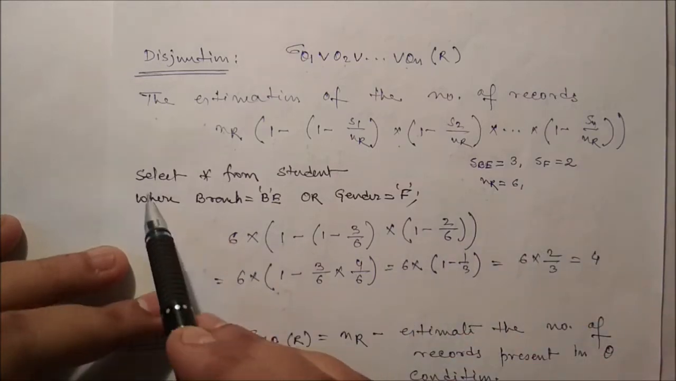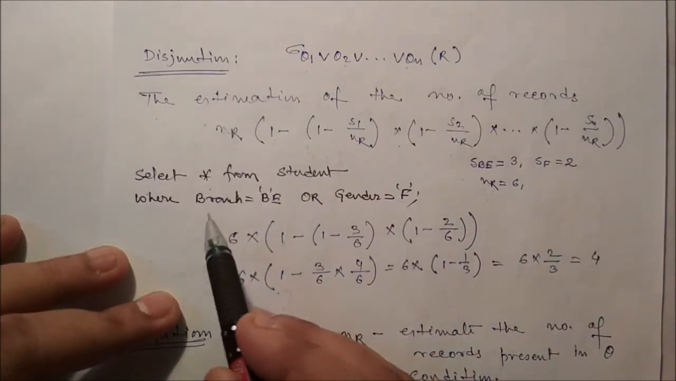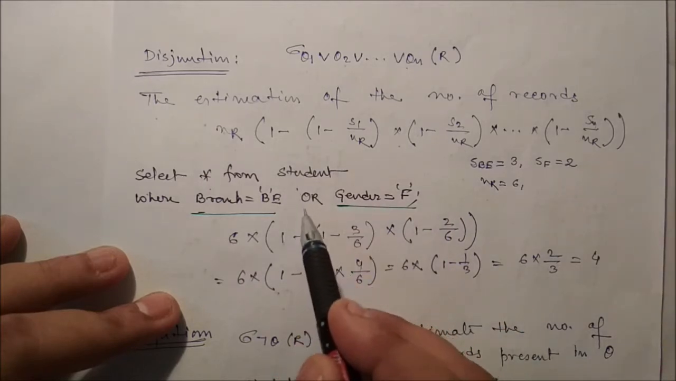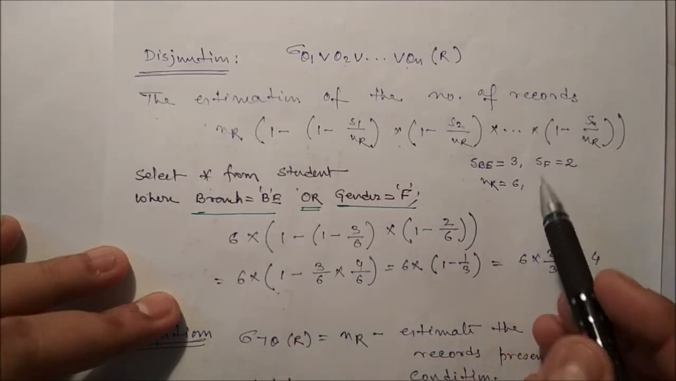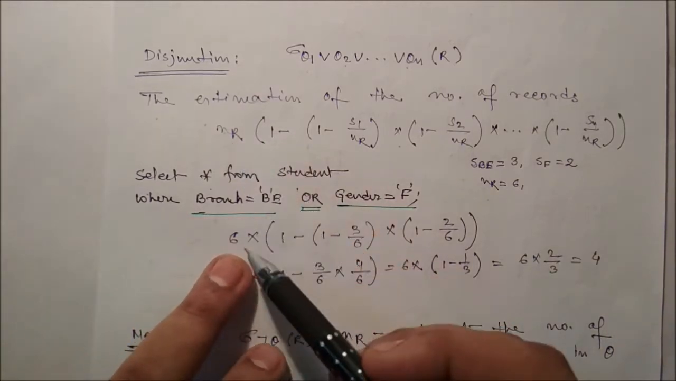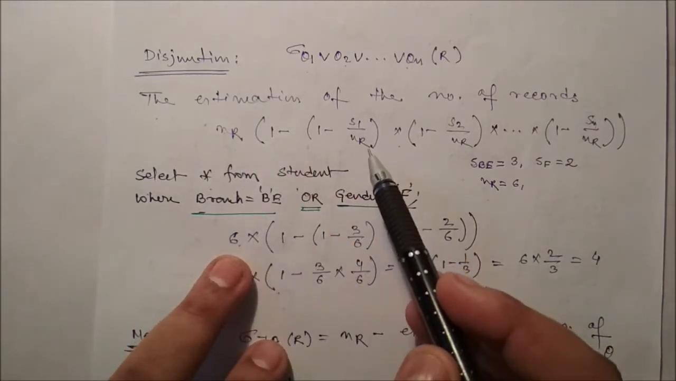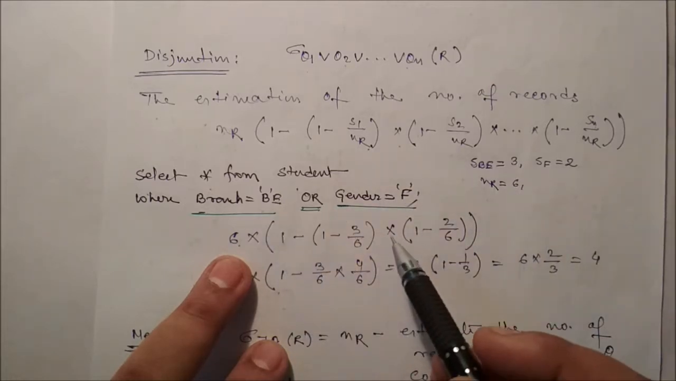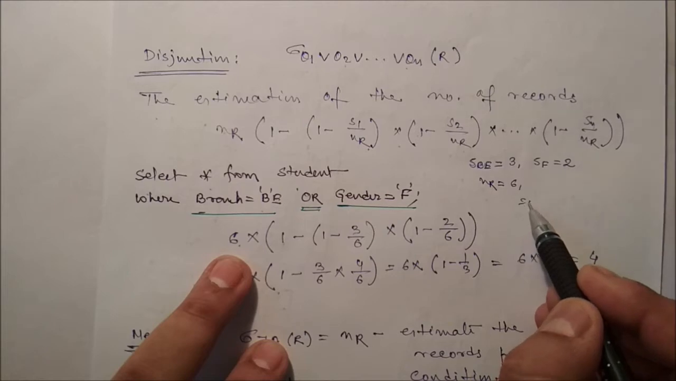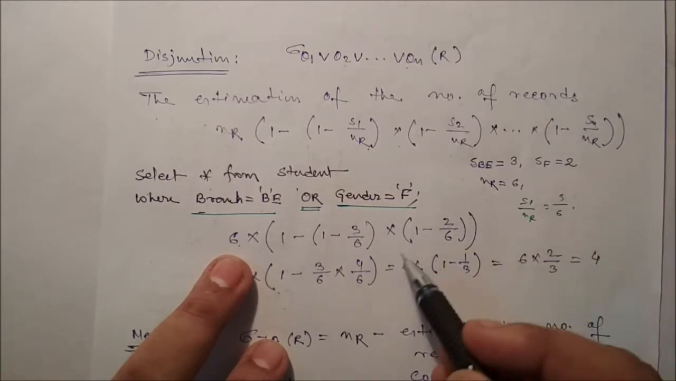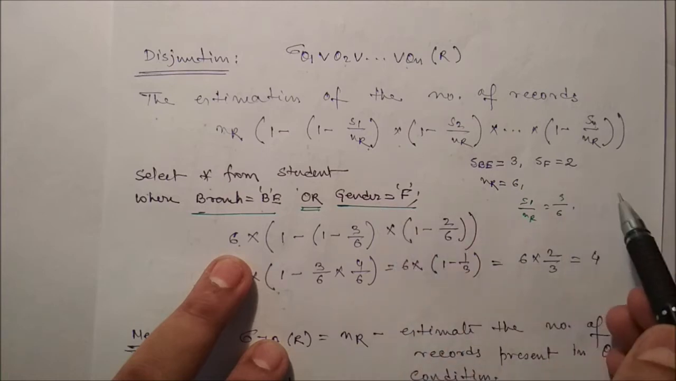Let's say select asterisk from student where branch is equal to BE and gender is equal to female. Here we have used the OR condition. So in that case, the formula is very simple. NR is 6. What is S1 by NR? For BE, it is 3. So S1 by NR is equal to 3 by 6.